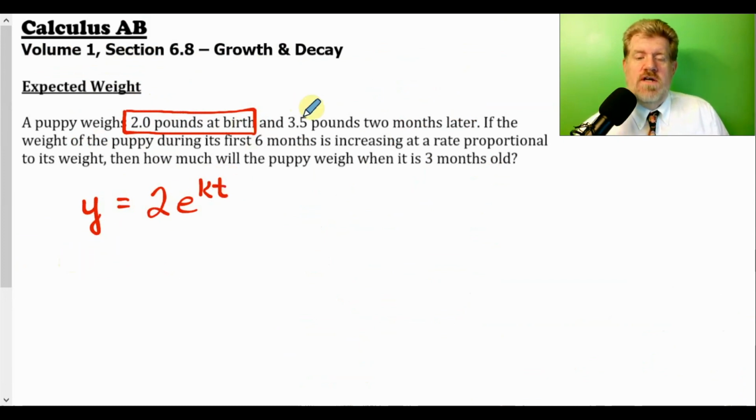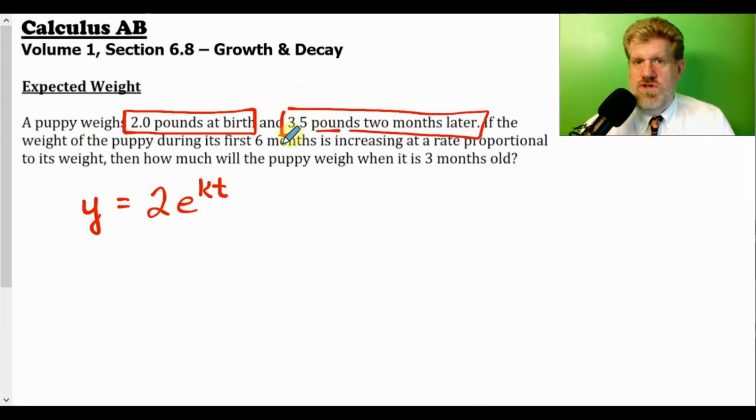And 2 months later, the puppy is 3.5 pounds. Now, why does it interest us to know what the puppy weighs 2 months later? Well, they're growth charts, if you've ever seen them. When my kids were little, they would measure their height and weight every doctor visit and compare them to a growth chart. And the growth charts always looked exponential.